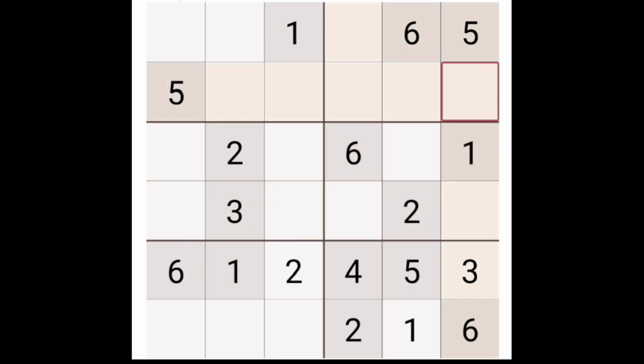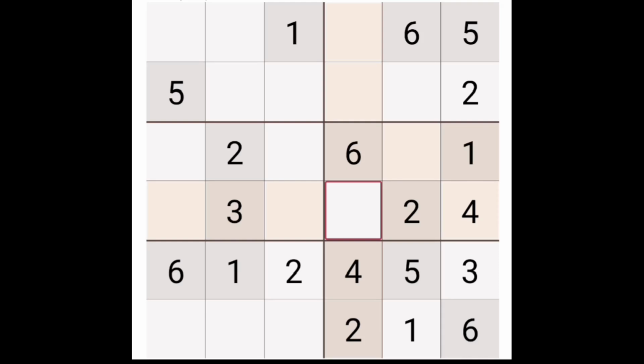Okay, see, 2 and 4 can come here or here. So 2 cannot come here because 2 is just next to it here. So 2 cannot come here. 2 will come here and 4 will come here. Okay, let's complete this box only. 6, 1, 2, 4. So 3 and 5 are missing.